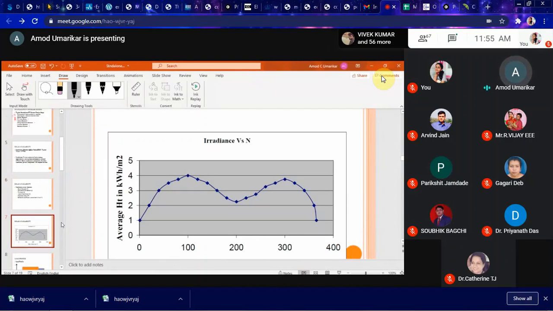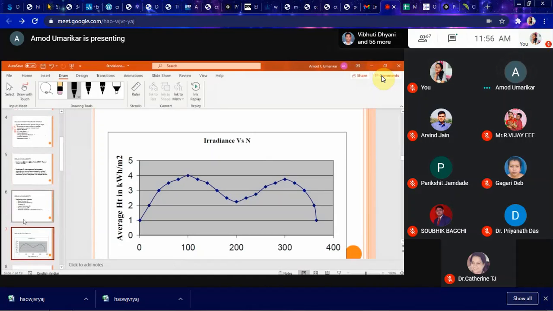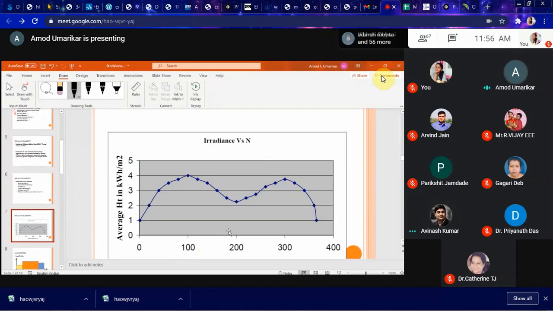So once we find this curve, what will be the next step? What will be the next step? Calculation, I think.